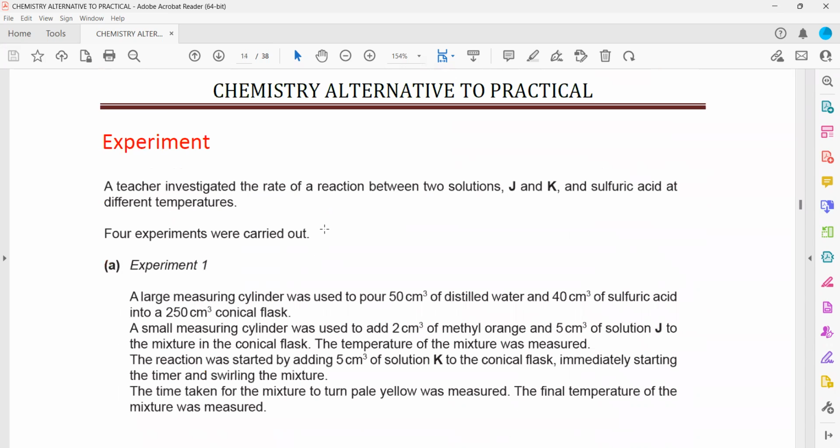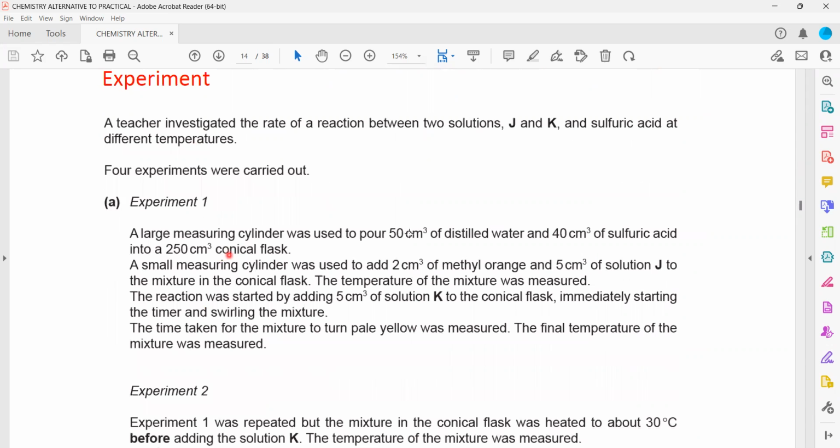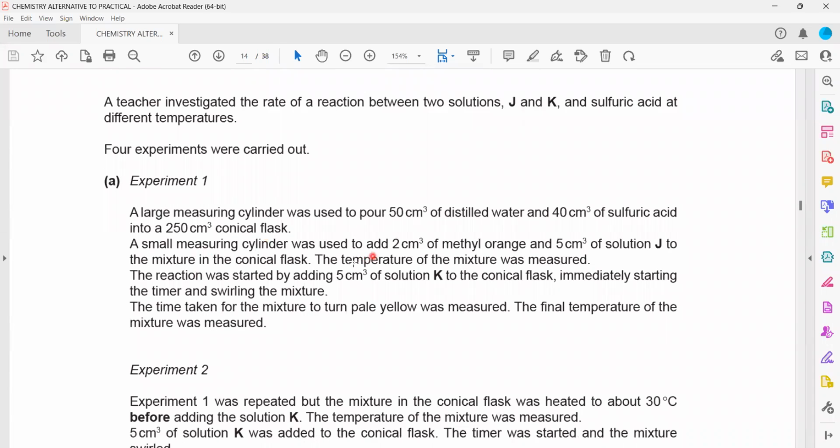Then in another experiment, a teacher investigated the rate of a reaction between two solutions, J and K, with sulfuric acid at different temperatures. 4 experiments were carried out. In experiment 1, a large measuring cylinder was used to pour 50 cm cube of distilled water and 40 cm cube of sulfuric acid into a 250 cm cube conical flask. A small measuring cylinder was used to add 2 cm cube of methyl orange and 5 cm cube of solution J into the mixture.